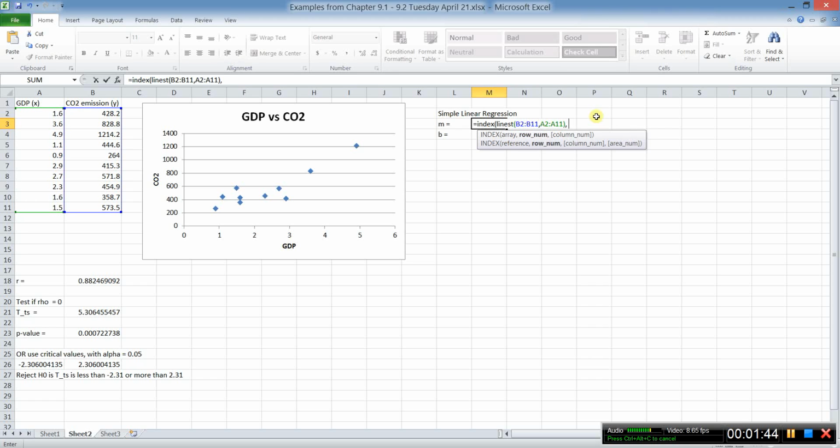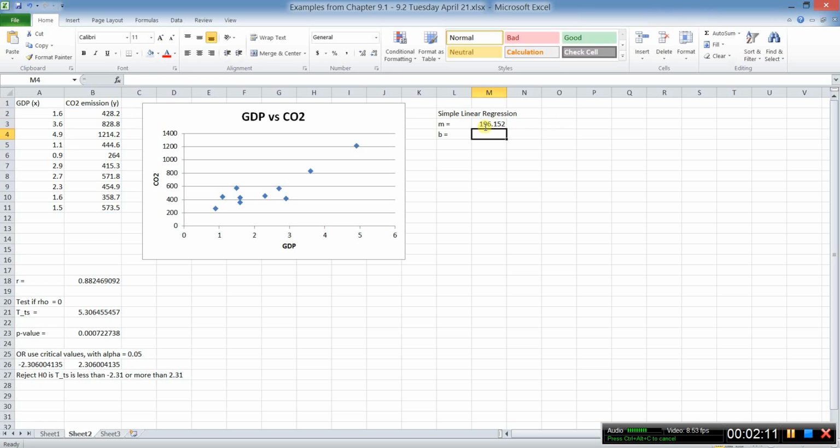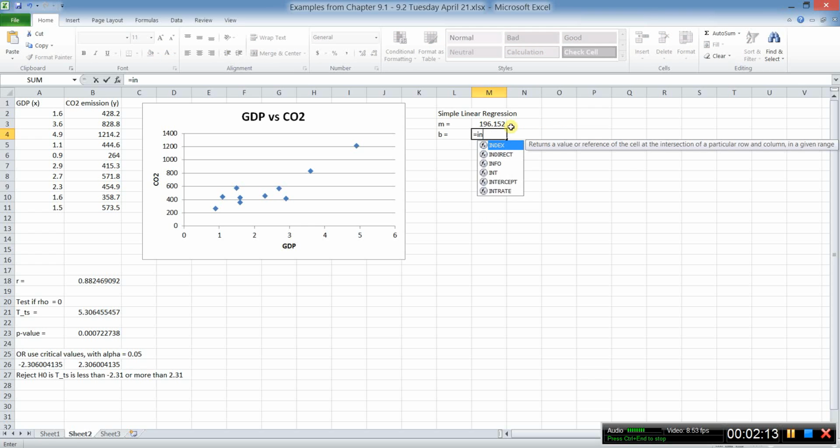And then the index. LINEST has a bunch of things in it, so INDEX is kind of pulling out the thing that you want. Actually, this isn't that helpful to us unless you know exactly what's in LINEST, but let me just tell you that the first index is going to be the slope, and the second index is going to be the y-intercept. So just write 1 for slope, and then later we'll do the same thing.